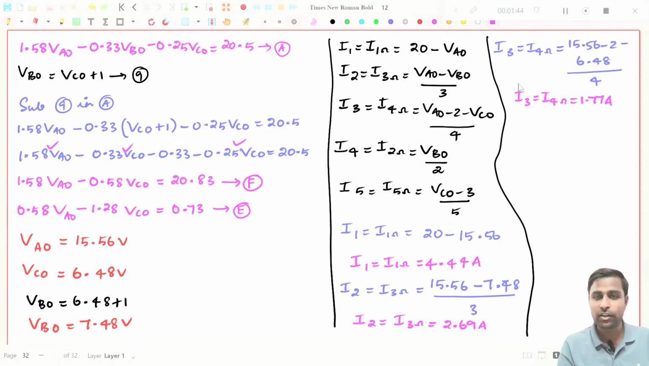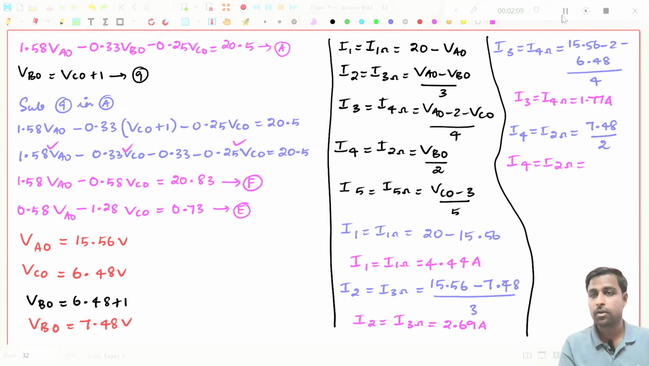Now I will go for I4. That means I4, which is nothing but I through 2 ohms, will be equal to VBO. Very simple. VBO is 7.48, and that should be divided by 2. And I through 4, which is equal to I through 2 ohms, I am getting 3.74 amperes.